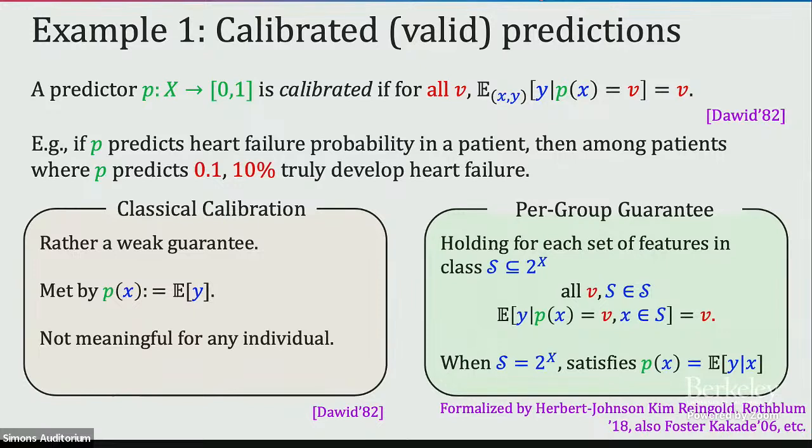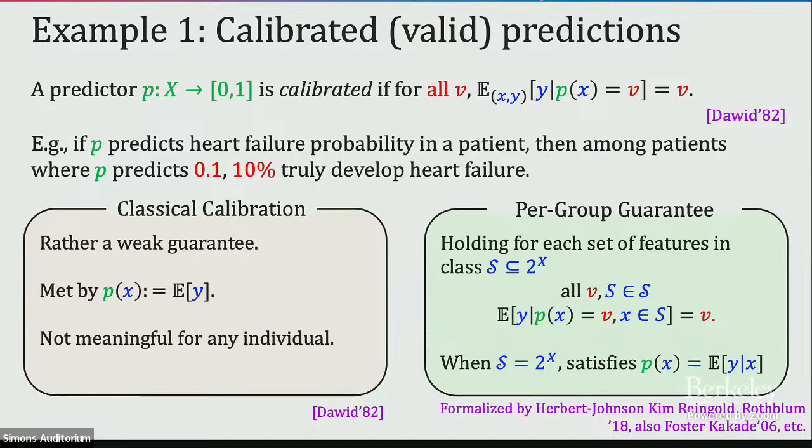There are different ways to write multi-calibration. The way I've written it here is with the expectation of the label conditional on p(x) being close to v, the predicted value, and S being subpopulations from the set of subpopulations that were given to us.